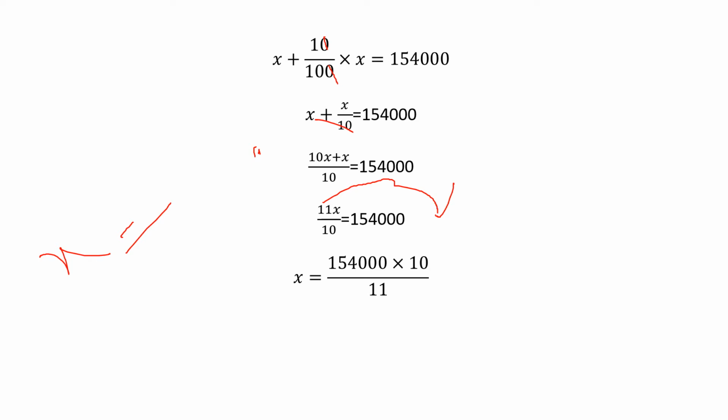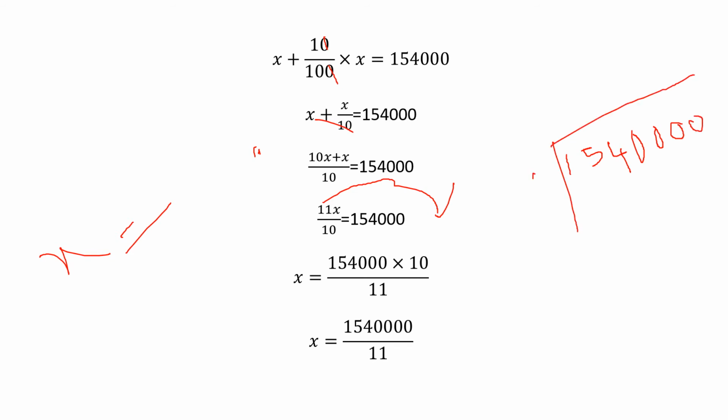Now 1,54,000 into 10. Just add one more 0 here. Look at here. So when you multiply 1,54,000 into 10, just 1 into 1,54,000, 1,54,000. This 0 you added. So we got here 15,40,000 divided by 11. Now divide it. 1, 5, 4. How many zeros are there? 4 zeros. 1, 2, 3, 4. Okay. Divide by 11. You can also divide with me, children.